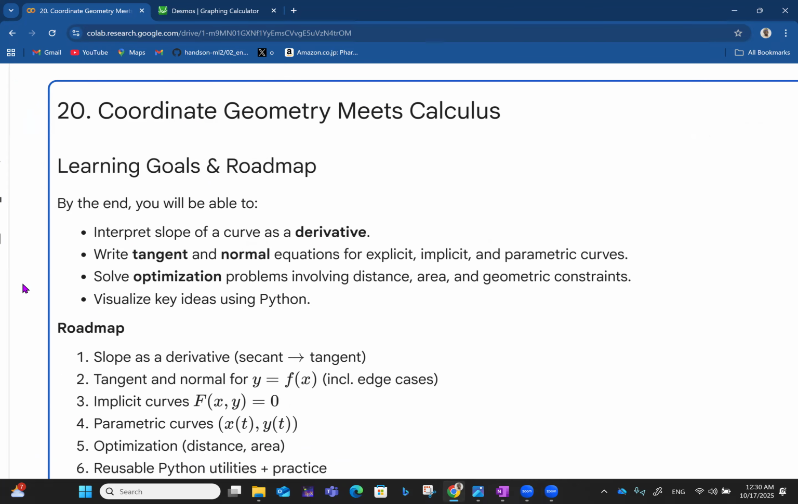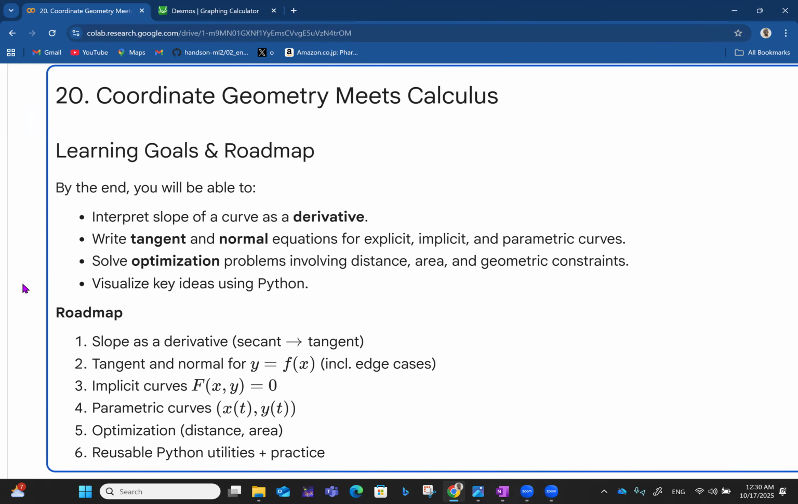So coordinate geometry meets calculus, the learning goals and roadmap. By the end, you'll be able to interpret slope of a curve as a derivative, because the whole idea of dy dx is changing y over changing x. And changing y is like y2 minus y1 over changing x, which is x2 minus x1. That's in essence a slope, which is a derivative. So you can see slope is derivative. So that's a very nice meeting between coordinate geometry and calculus. We can write tangent and normal equations for explicit, implicit, and parametric curves, and solve optimization problems involving distance, area, and geometric constraints, and visualize key ideas using Python.